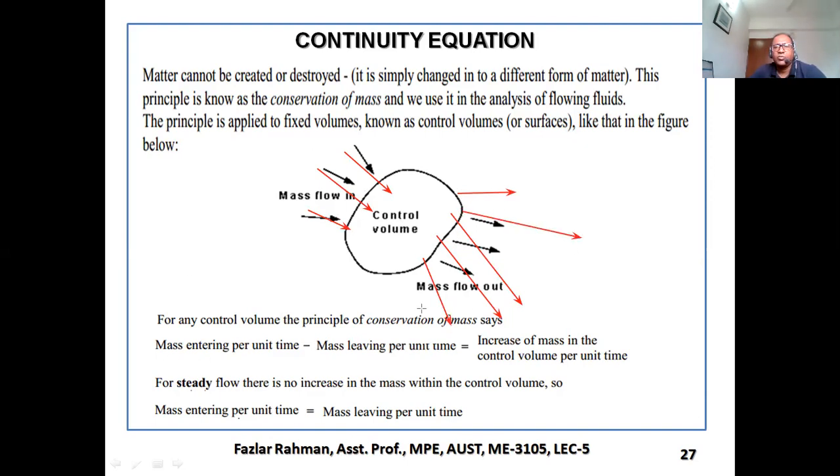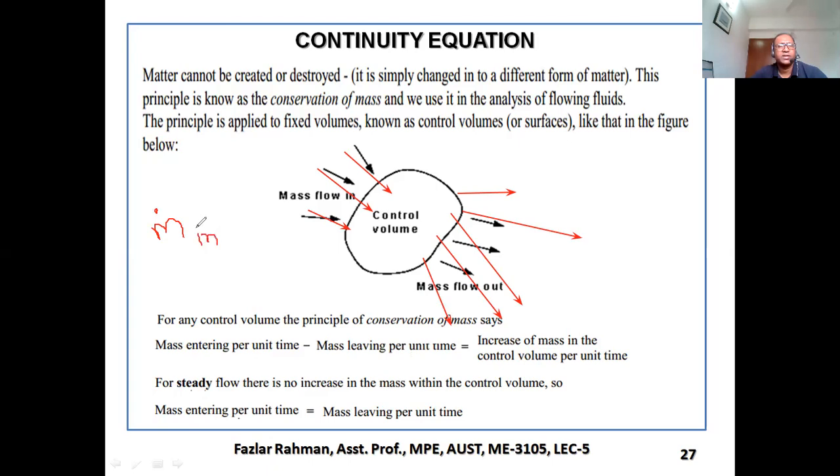Now, how much is the mass increasing inside the water tank? How can we figure it out? You can figure out the mass entering per unit time. Mass leaving per unit time, what is it called? Normally, we call it m dot. That means it's expressed by m dot, mass per unit time, which means mass flow rate.